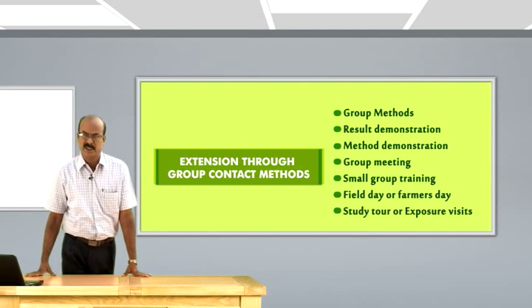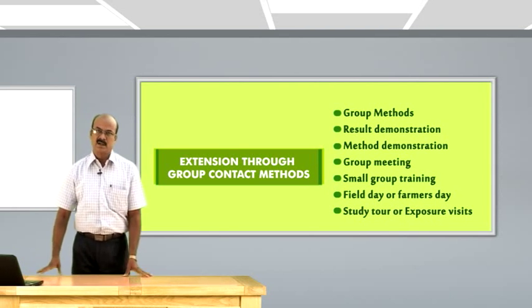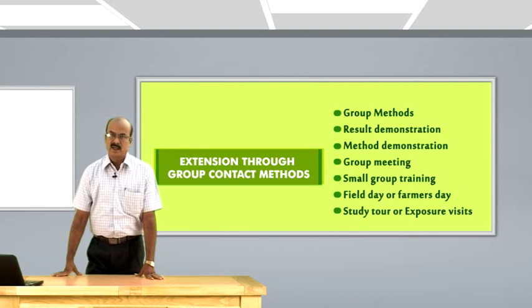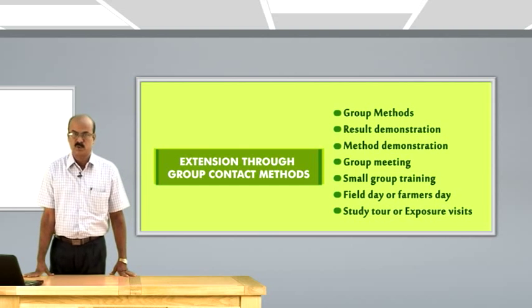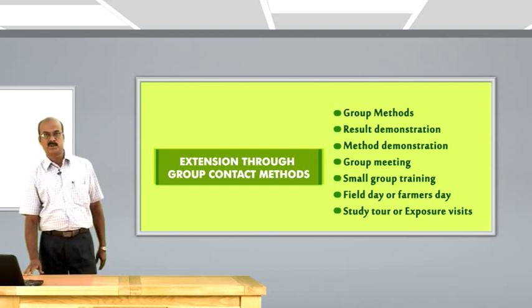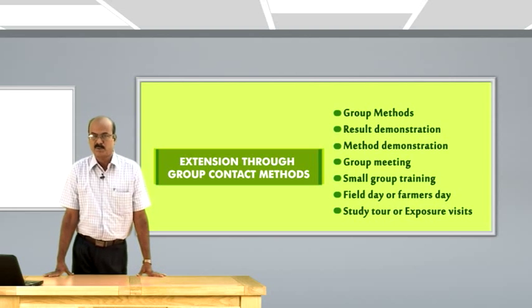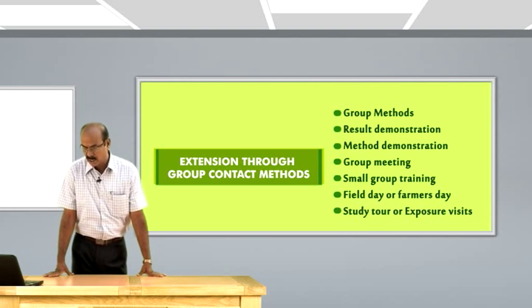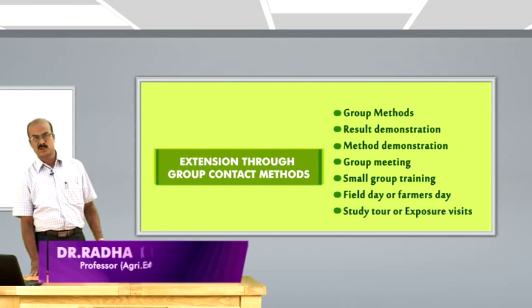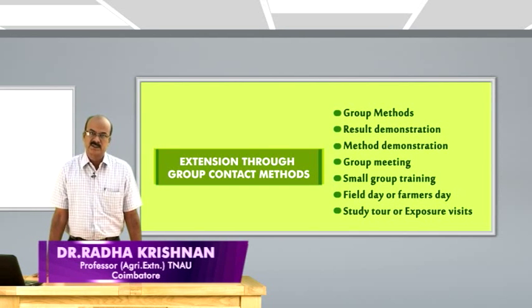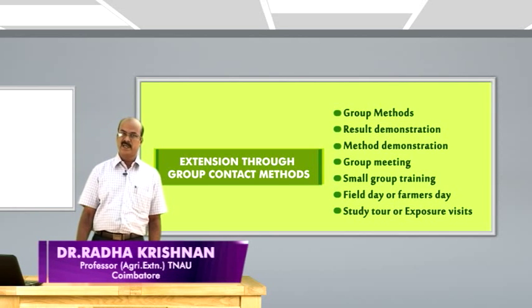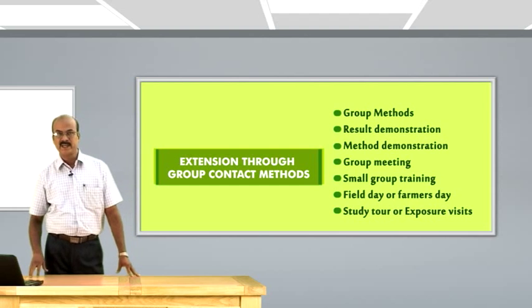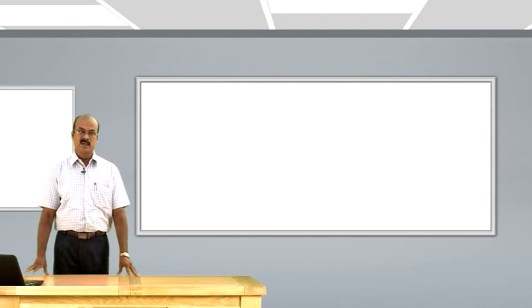Then field day or farmers day. Any technologies or varieties that are practiced in a field, at the end of the season, that is during harvest time, the effectiveness of the practice is shown through a field day, inviting all the farmers of that area to show the effectiveness of the practice. The farmers of the areas or the village, under the guidance of one or two extension workers, may be taken to different areas of different agroclimatic zones to gain first-hand knowledge of the performance of the particular variety or particular technology under field situation.